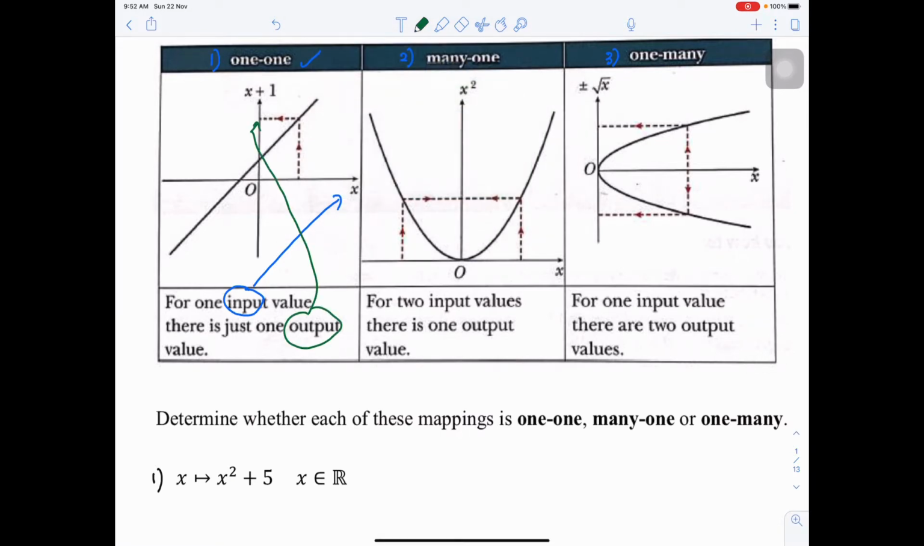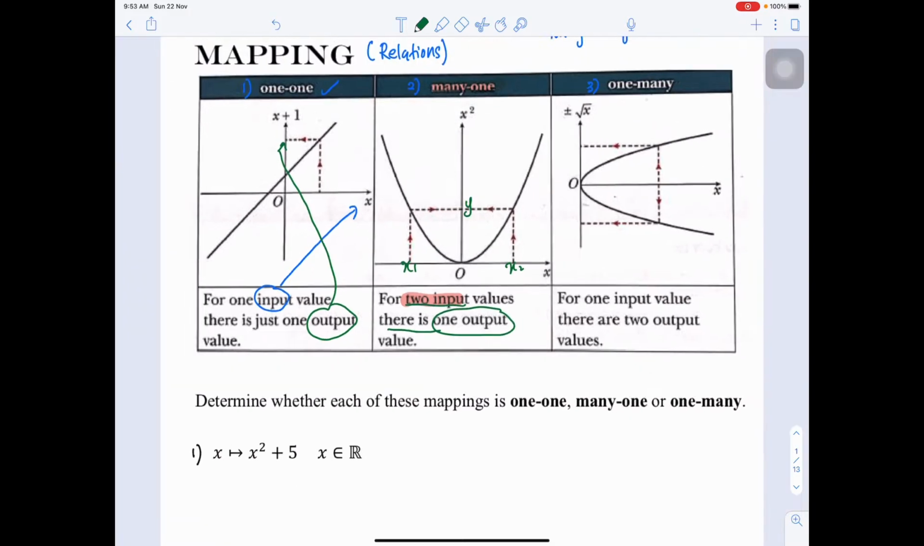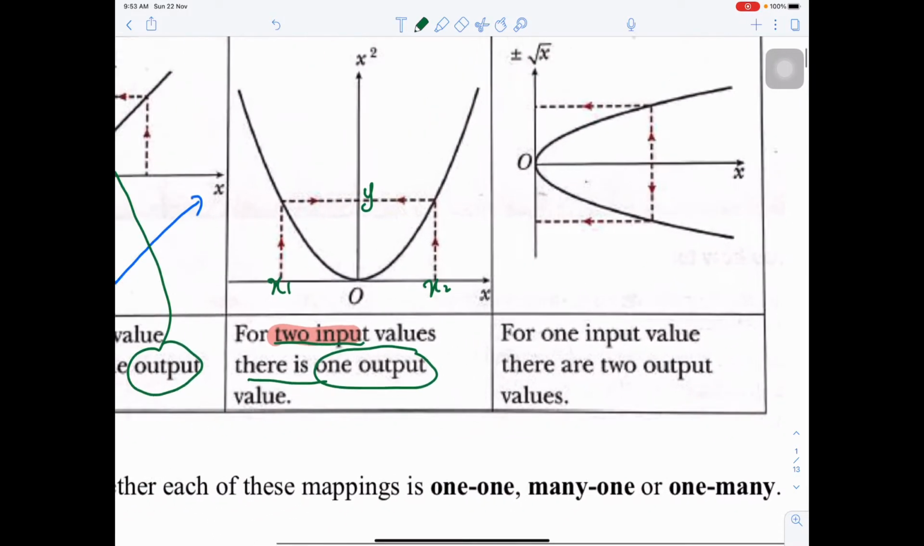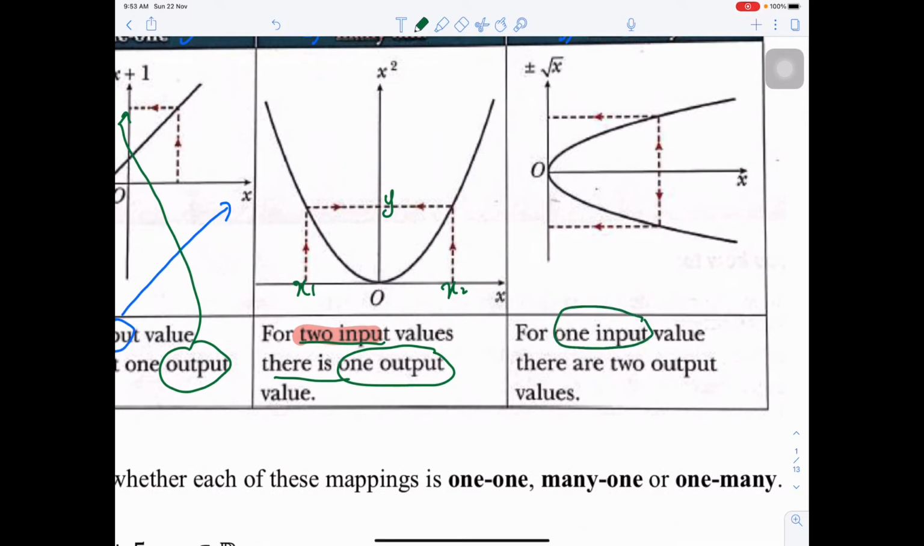Now many to one: two inputs, let's say x1 and x2, two input values, there is one output value. And the last one is one to many: one input value x with two outputs, so y1 and y2, for example.